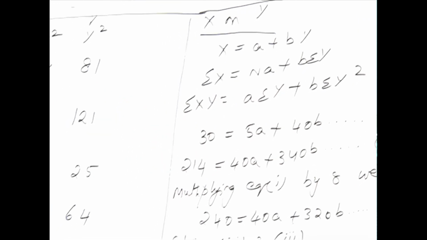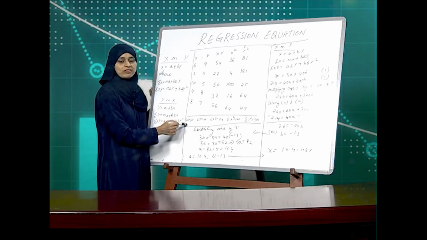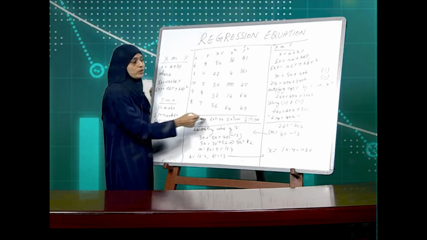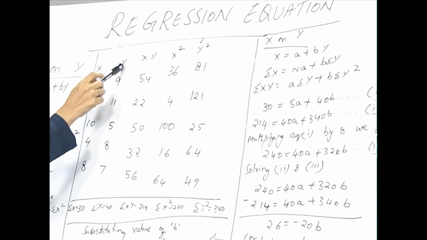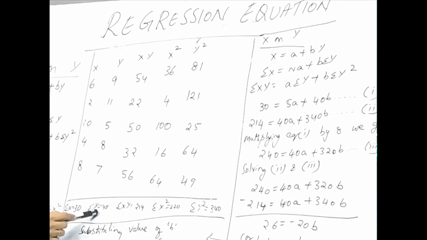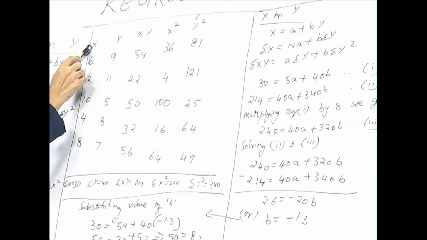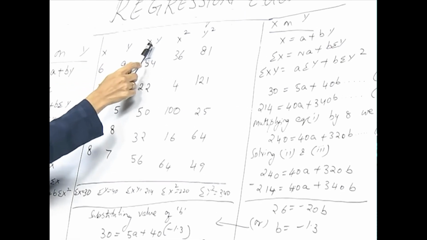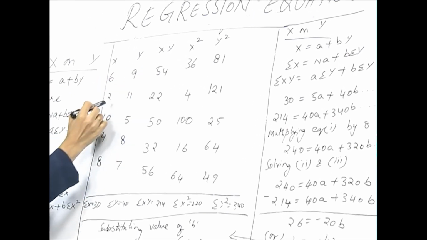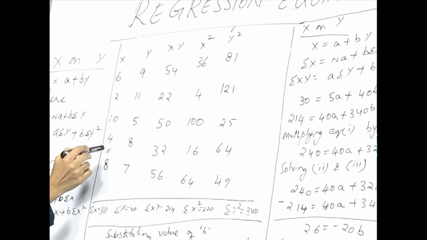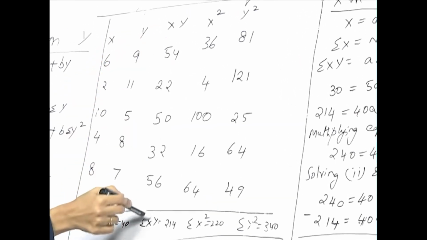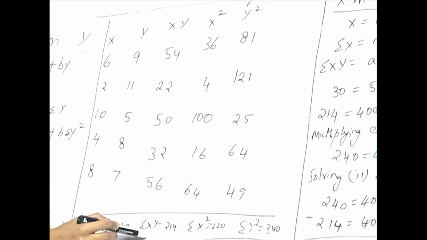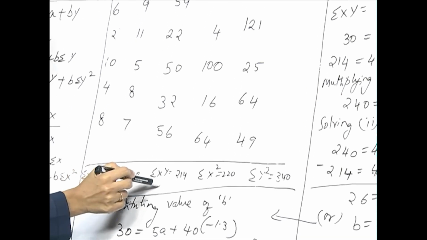So, let us now take the summation of x. Add up all these values, and we get summation of x, which is our first variable here, as 30. Similarly, summation of y we get as 40. Multiplying x and y, the product of x and y: 6 into 9, 2 into 11, 10 into 5, 4 into 8, 8 into 7. We get all these values, which give the summation of the product xy.